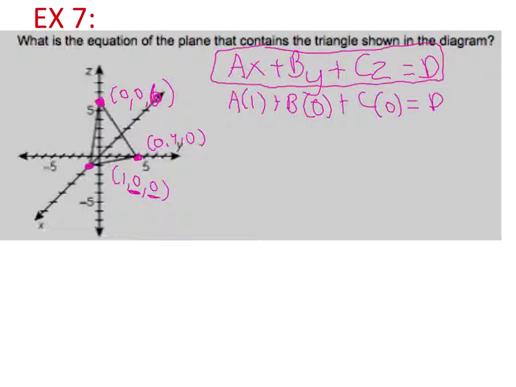So one more time, where did those numbers come from? We're using these first coordinates first. So I plugged in a 1 for my x, a 0 for my y, and a 0 for my z. So watch what I have left. The zeros go away. So I get a times 1 equals d. If I'm trying to get a by itself, I'm going to divide by the 1. So a equals d over 1. This is weird. I know, it's really bizarre. Just hang in there with me.